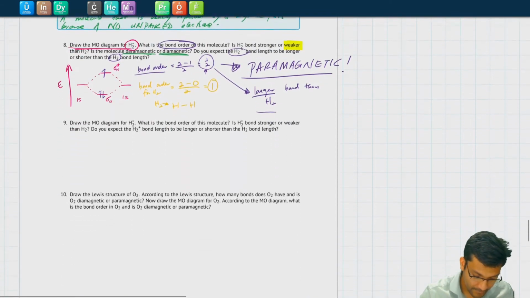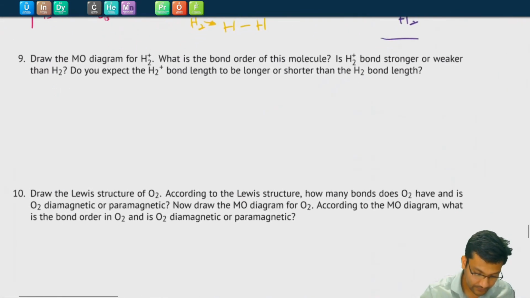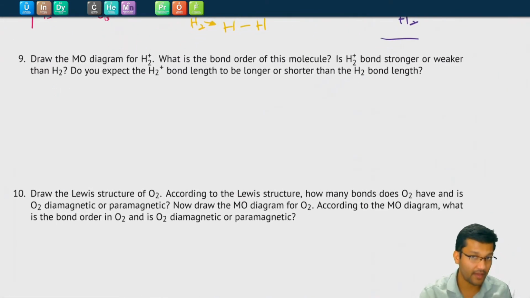Now, let's look at number 9. Try this one by yourself and answer the same set of questions. Now we're looking at H2 plus.